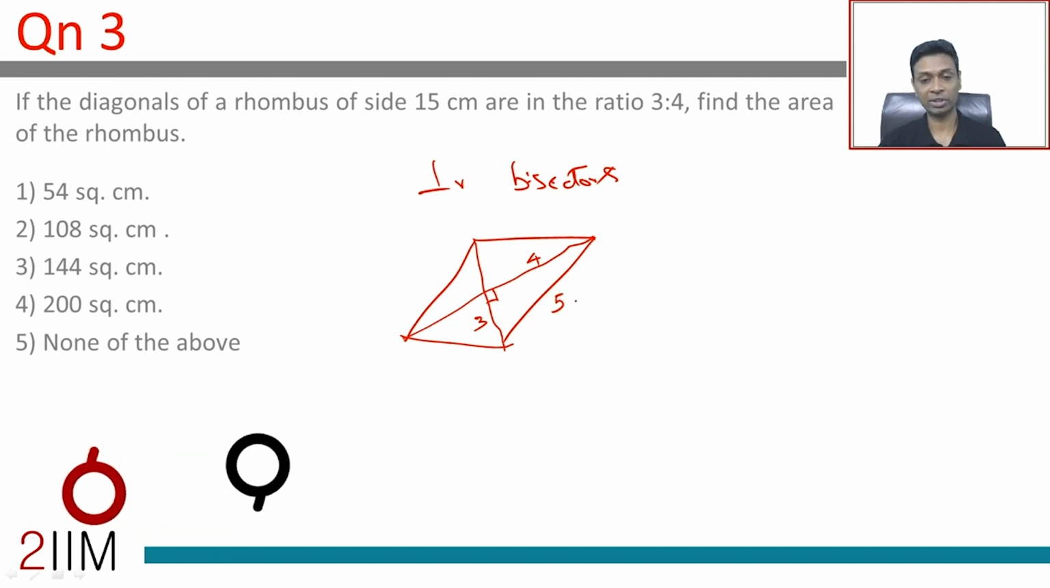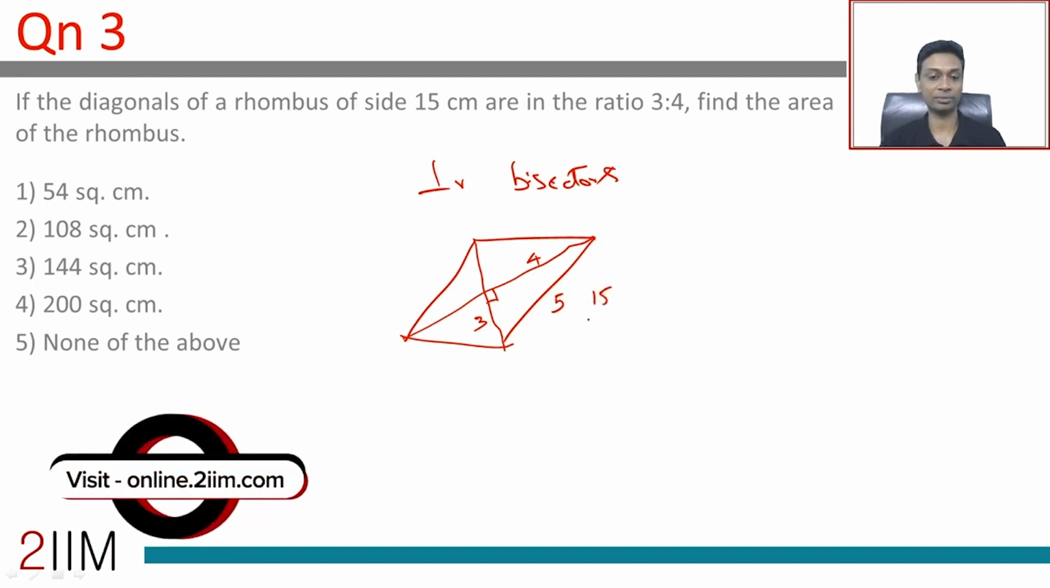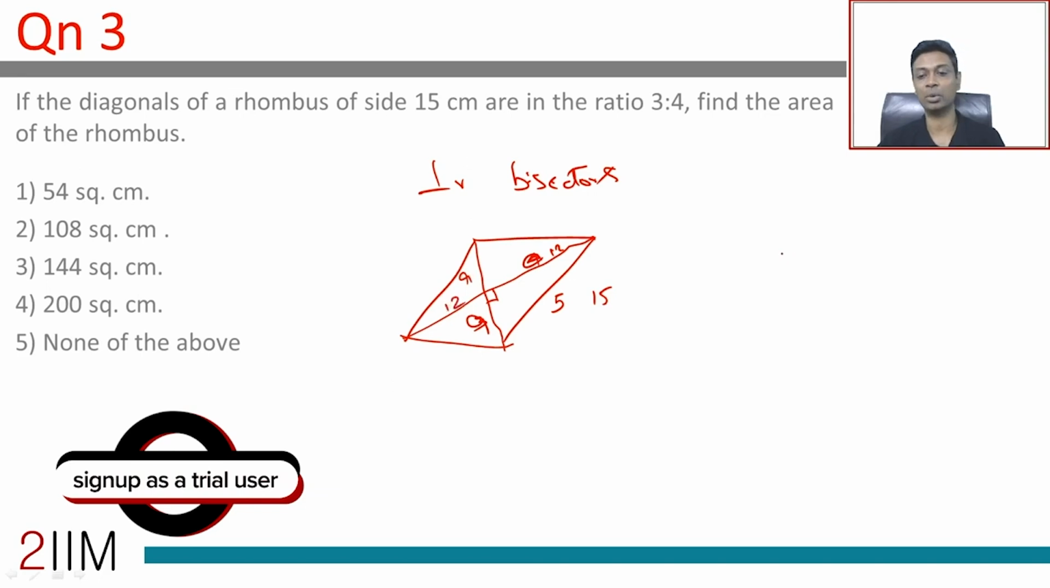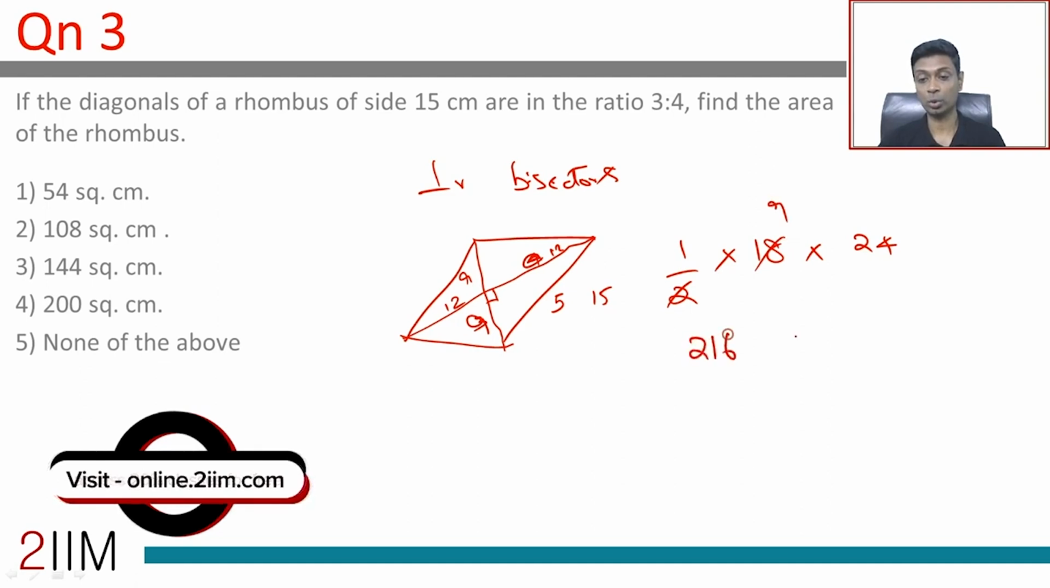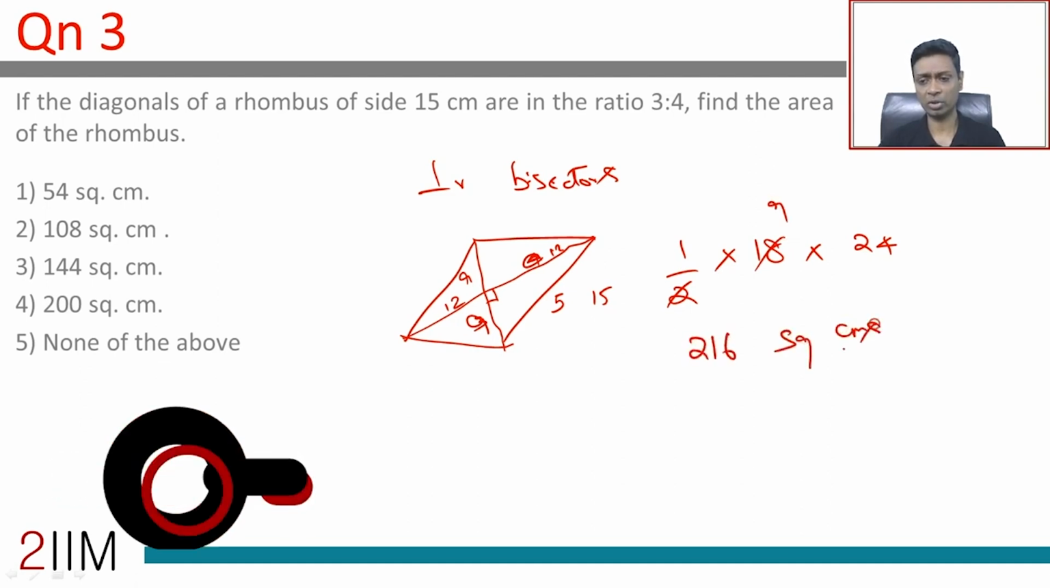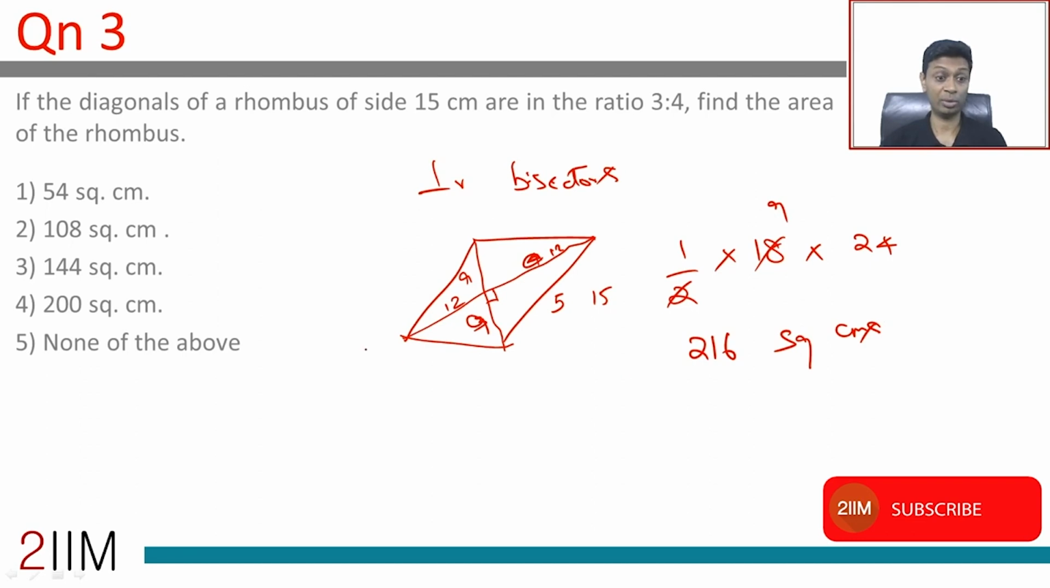This is 5. This 5 corresponds to 15. So the 3 should be 9. This should be 12. Or the entire diagonal is 9 plus 9, 18, and 24. The diagonals of the rhombus measure 18 and 24. Area is half into product of diagonals, or 9 into 24, which is 216 square centimeters. Let's look for that choice. It's not available. Dangerous. I hate these none of the above options. This one I'm confident, so I'm plugging in 216.